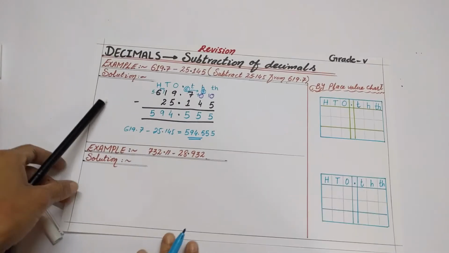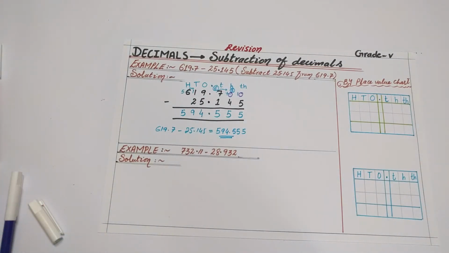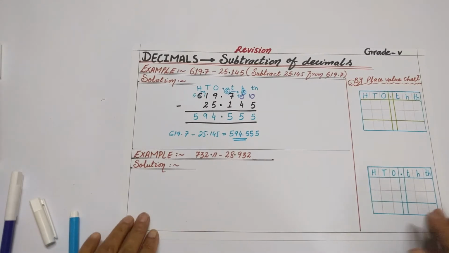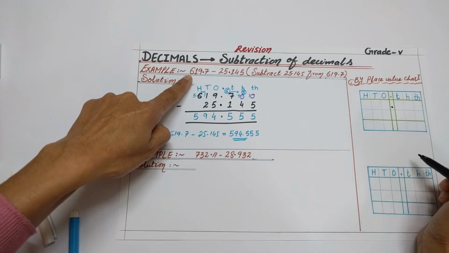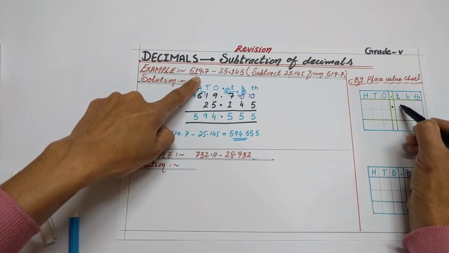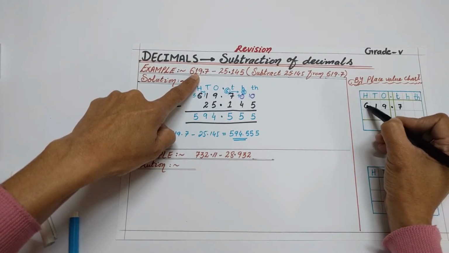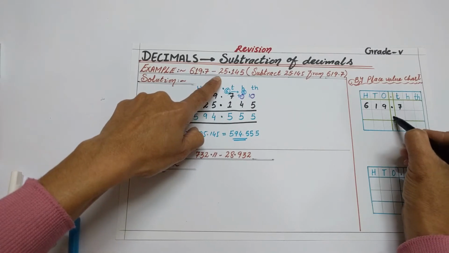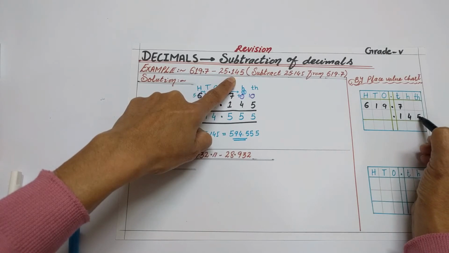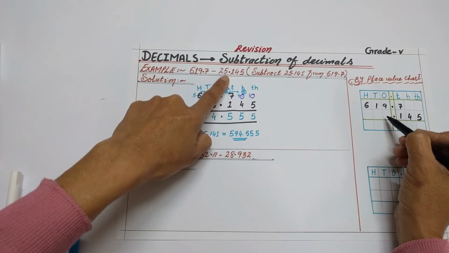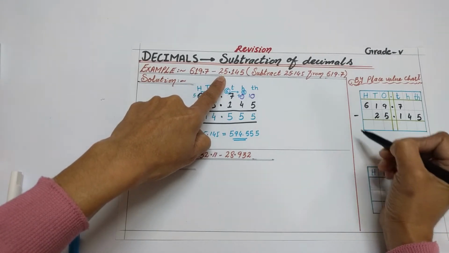I will also solve this example with the help of a place value chart. So let's start. Our first number is 619.7. Firstly we will put the decimal. The right side digit is 7, the left side digits are 9, 1 and 6. Come to the second number. Firstly again the decimal. The first digit is 1, the second digit is 4, the third digit is 5. Come to the left side. The first digit is 5 and the second digit is 2, and then the minus sign.